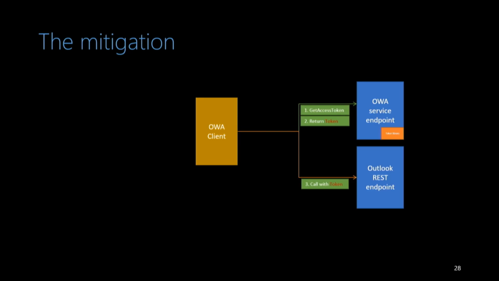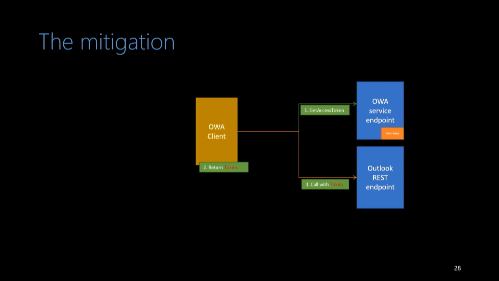So in order to get the token, the OWA client makes a Get Access Token for Resource API call to the server. The server then used to mint a partially signed token and return it to the client, which is the token that Terry and Ron showed you earlier. The client would then make the call using this token to the Outlook REST endpoint to perform user actions.